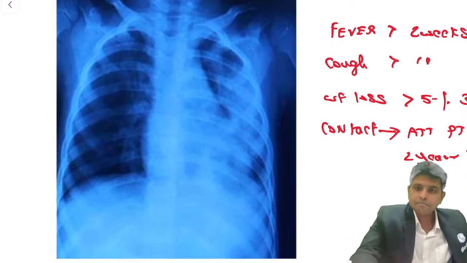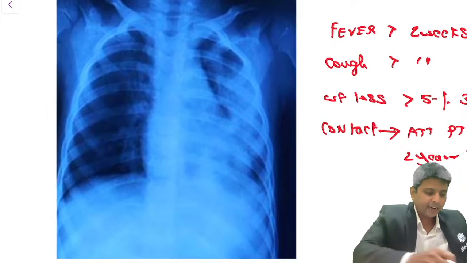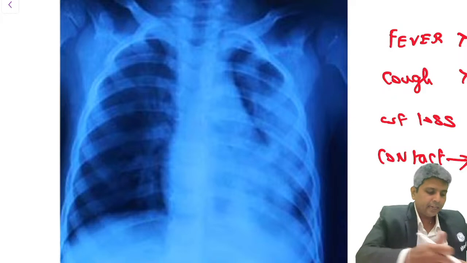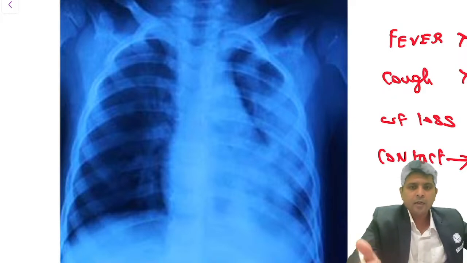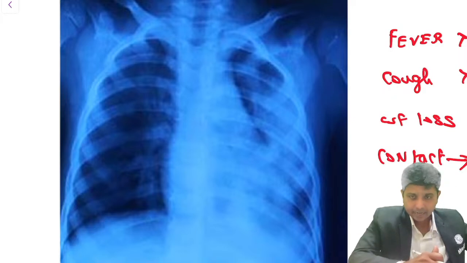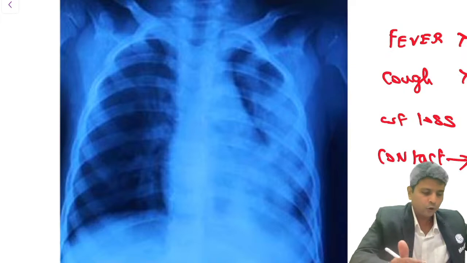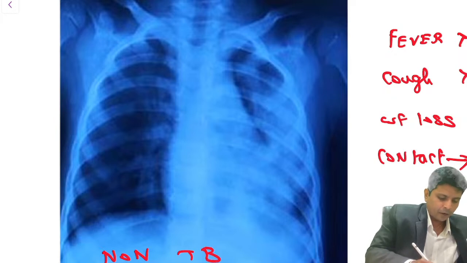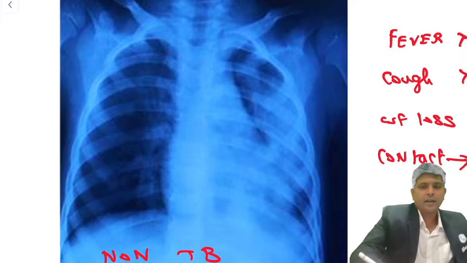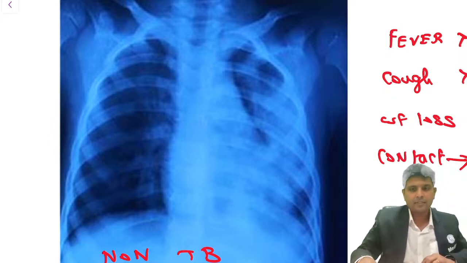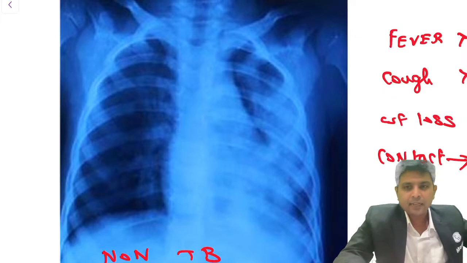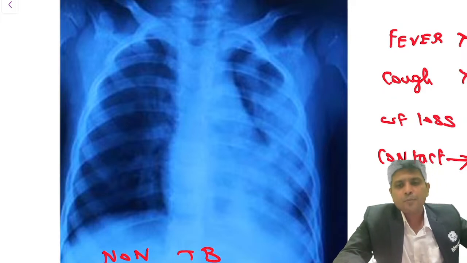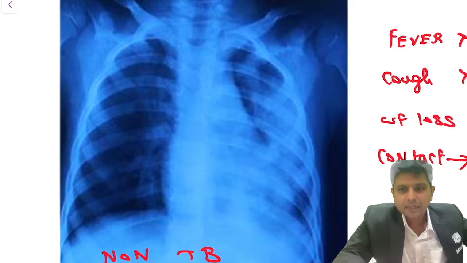is there any cavity? Is there any lucent area? No. Is there any hilar adenopathy? No. Is there any miliary mottling? No. So this is a non-TB specific X-ray. Whenever you have a non-TB specific X-ray, what is the next thing that should be done? Is it sputum for CB0 or something else?